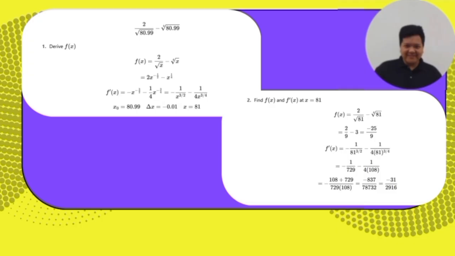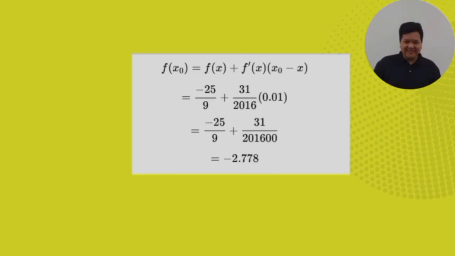Now it's time for the second step, which is to find f(x) and f prime(x) at x equal to 81. Well, you might be asking, why are we using 81 instead of 80.99? Well, we're using it because 81 is a much cleaner number and it's close to 80.99.